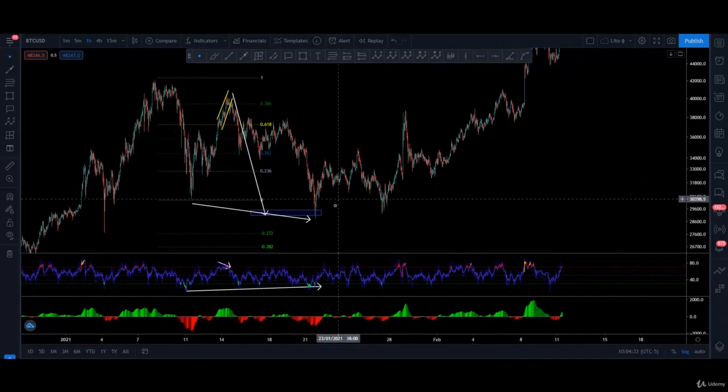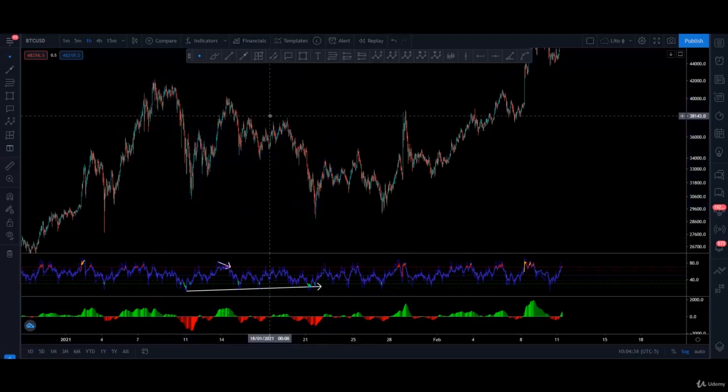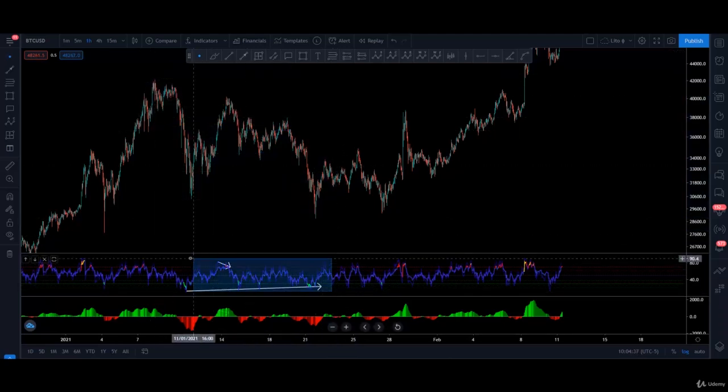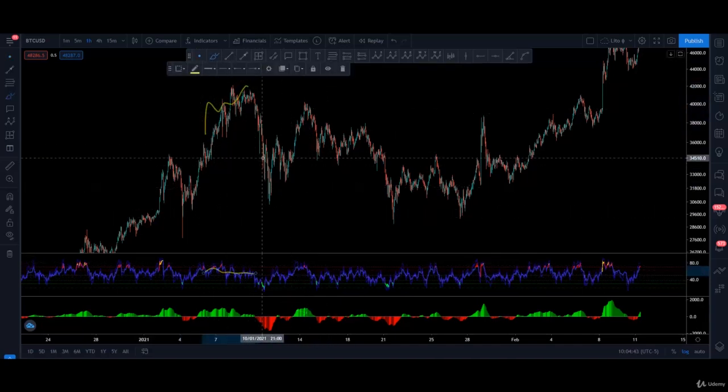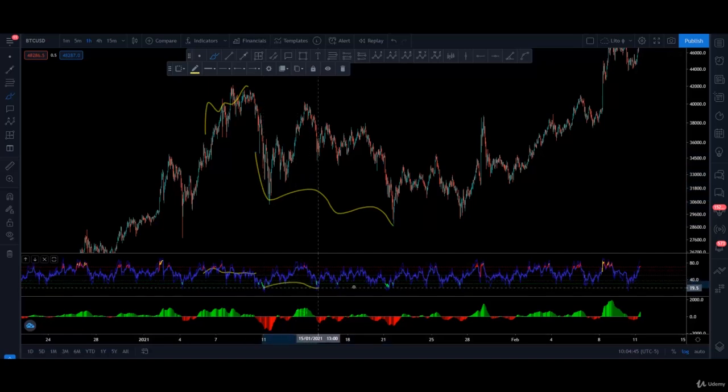So that's basically it. What you need to know about divergences, and of any indicator, especially RSI, is higher highs with lower highs, that's divergence. Lower lows with higher lows, that's divergence, and the price moved to the other side.